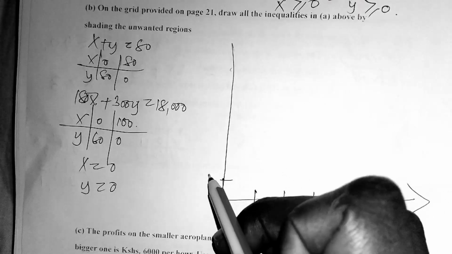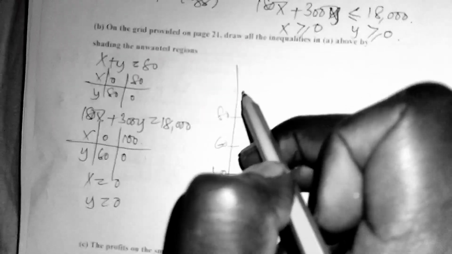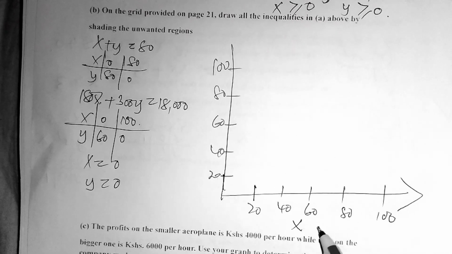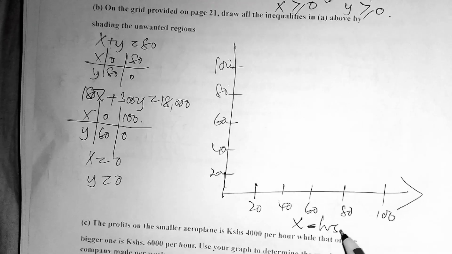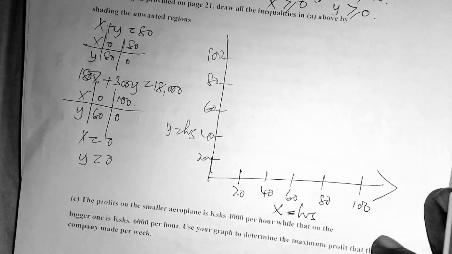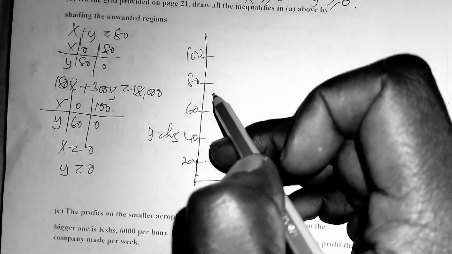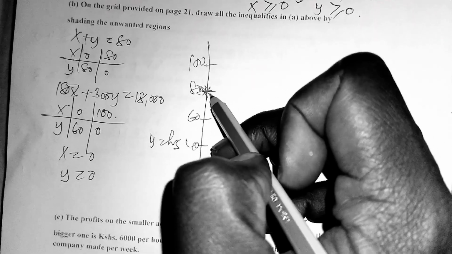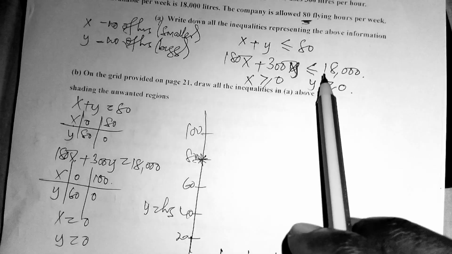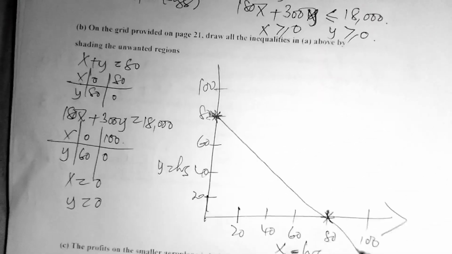Again, on this side we have 20, 40, 60, 80, 100. You have to label your axes. This side, x, is the number of hours for the smaller plane, then y is the number of hours for the bigger plane. For the first inequality we have the points 0, 80 and 80, 0. The inequality was less than or equal to, so that will be a continuous straight line.